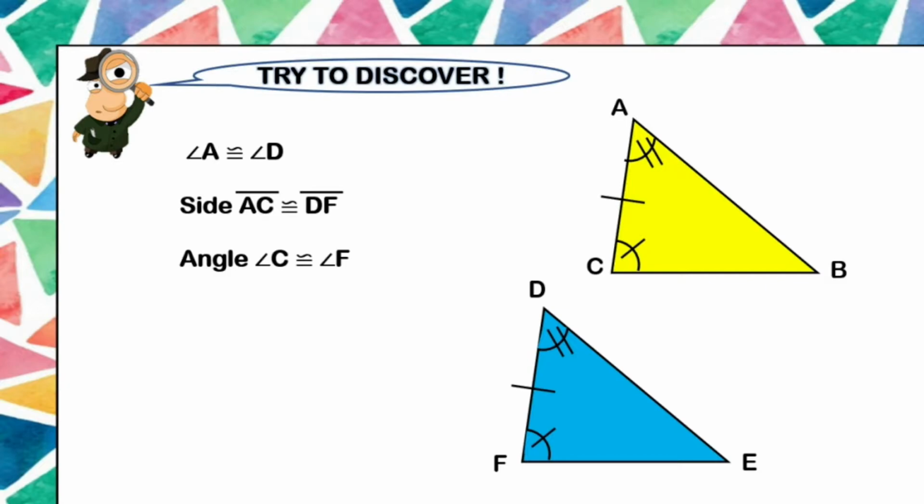Since angle A is congruent to angle D, angle C is congruent to angle F, and side AC and side DF are congruent to each other, we can use angle-side-angle or the ASA postulate in proving the congruence of the two triangles. Thus, triangle ABC is congruent to triangle DEF.